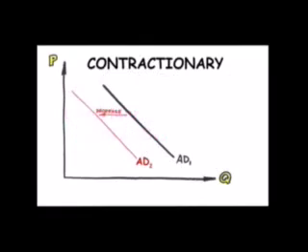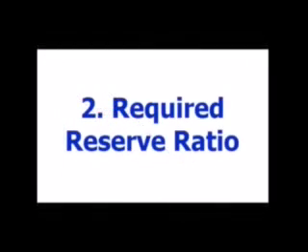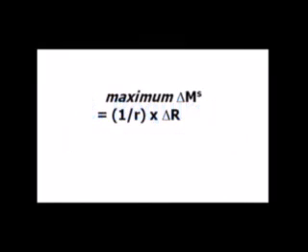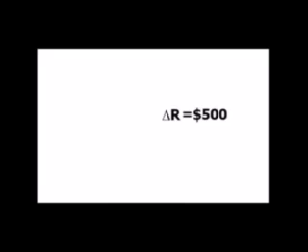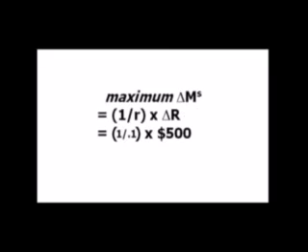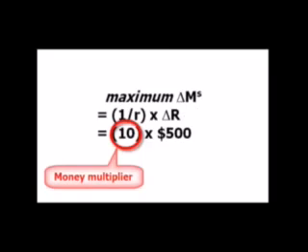What about the second tool, the required reserve ratio? We've seen this one in action already when we examined how the banking system creates money, but let me recap. Recall that the maximum change in checkable deposits, and therefore the money supply, is 1 over the required reserve ratio times the initial change in reserves. For example, if the change in reserves is $500 and the required reserve ratio, that is, the percentage of total deposits that the bank is legally required to hold on to, is 10%, then the maximum change in the money supply is 1 over 0.1 times 500, or 10, the money multiplier, times 500, or $5,000.